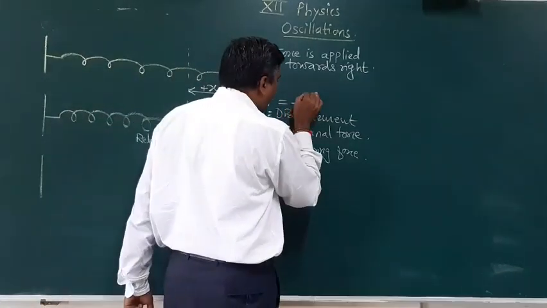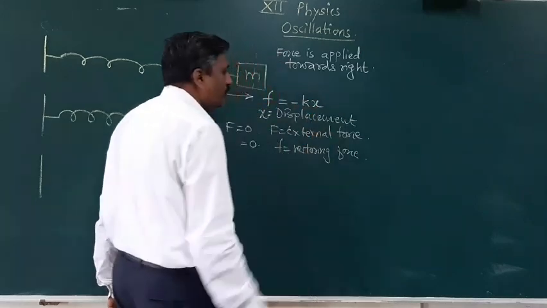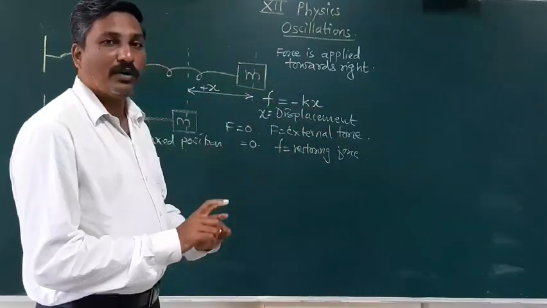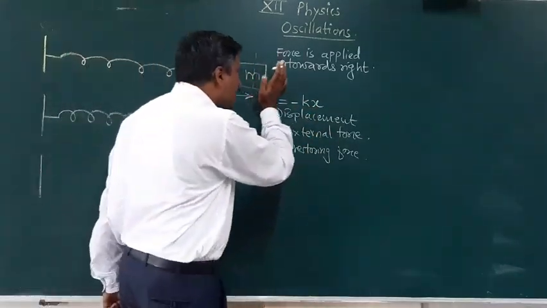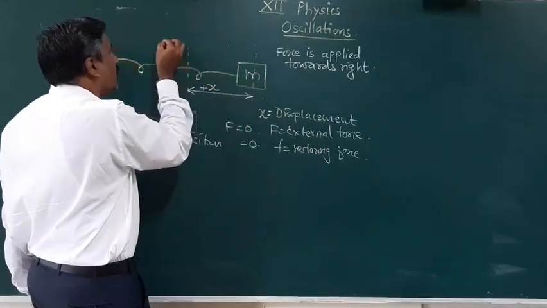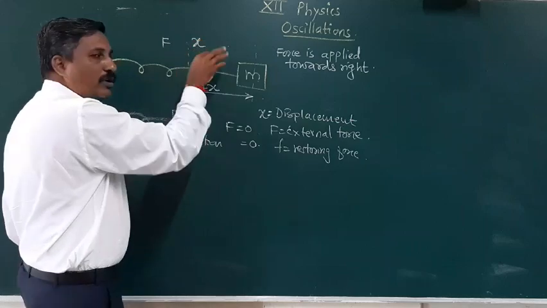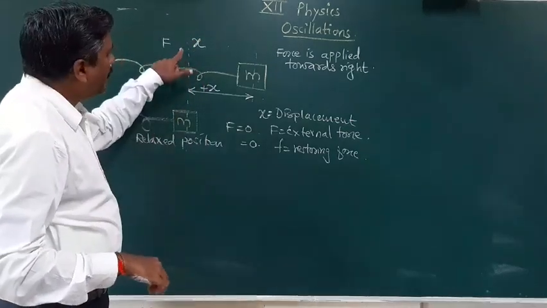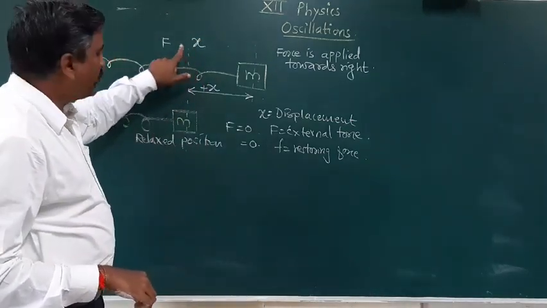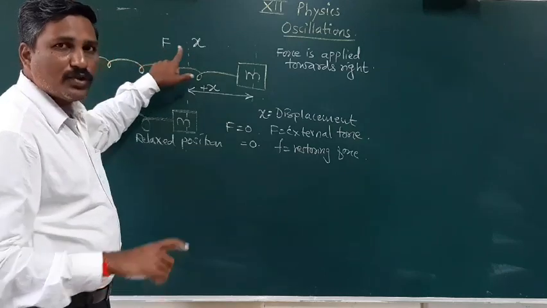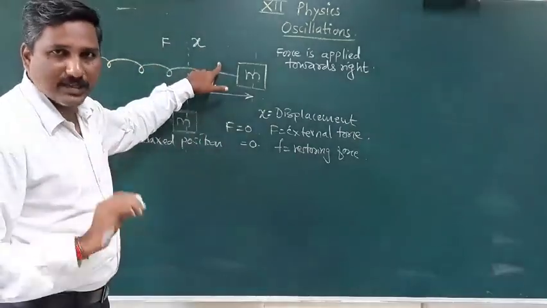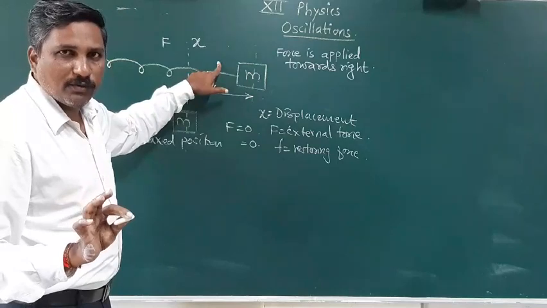So at that time, this equation becomes F equals minus kx. Now the question arises: what is the k? Whatever the external force, that much displacement. If I increase the external force, displacement also increases. Is it clear for everyone?